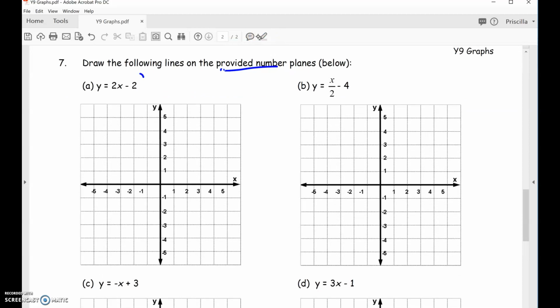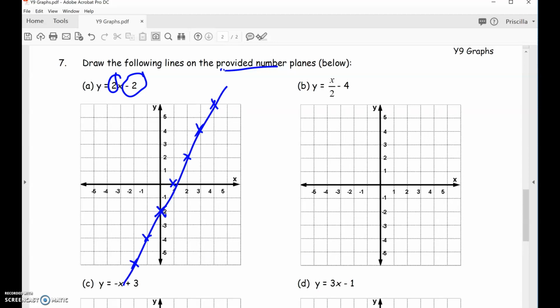So here I can see that my y-intercept is -2, and I can see that my gradient is 2. So I go across 1 up 2, across 1 up 2, across 1 up 2, across 1 up 2, to the left down 2, to the left down 2, and like that.